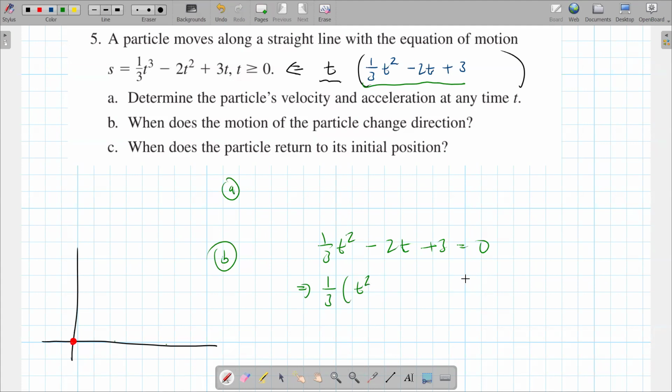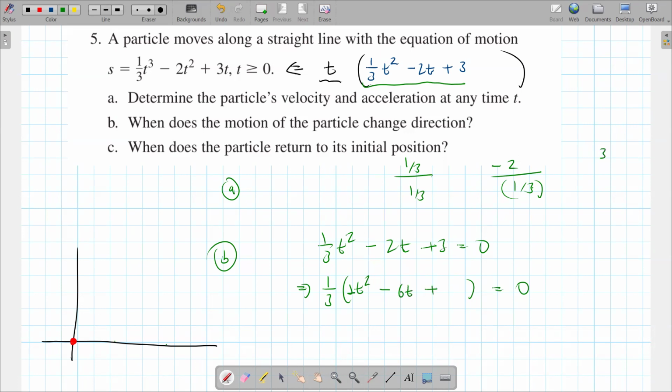T squared. What am I left with if I pull out 1 over 3? In other words, what's negative 2 divided by 1 over 3? Because here it's a 1, because we did 1 over 3 over 1 over 3. That's why it was a 1 here. For here, we're going to do negative 2 divided by 1 over 3. Does the 3 go to the second level or the top level? The top level. So this will be minus 6.